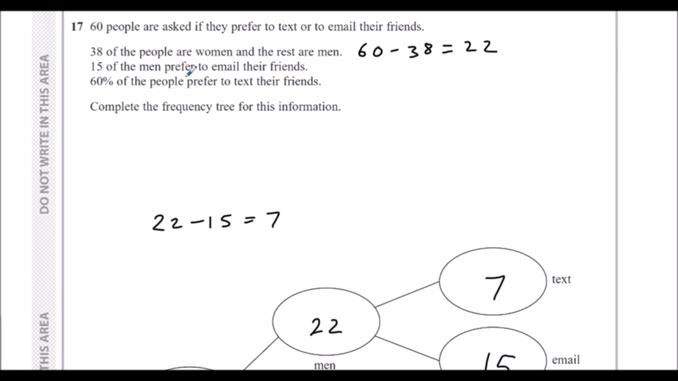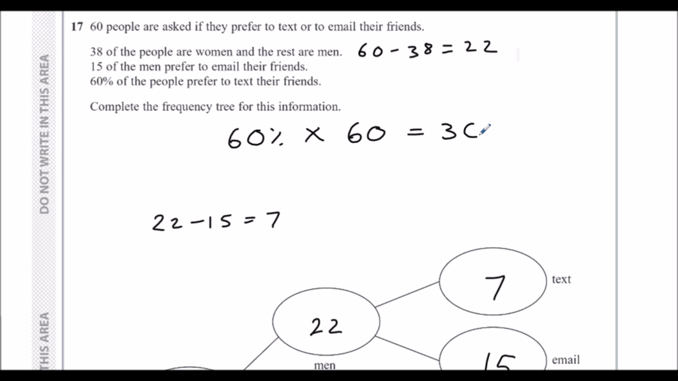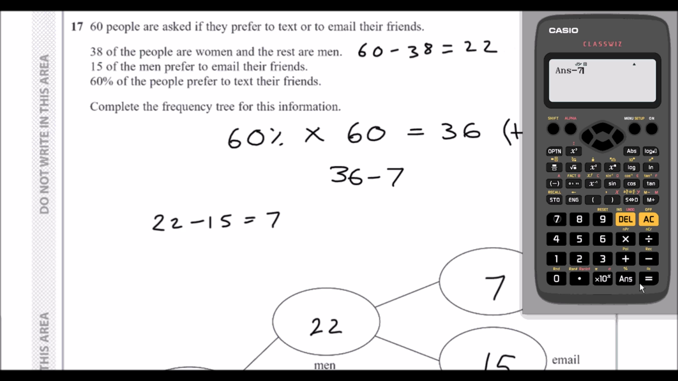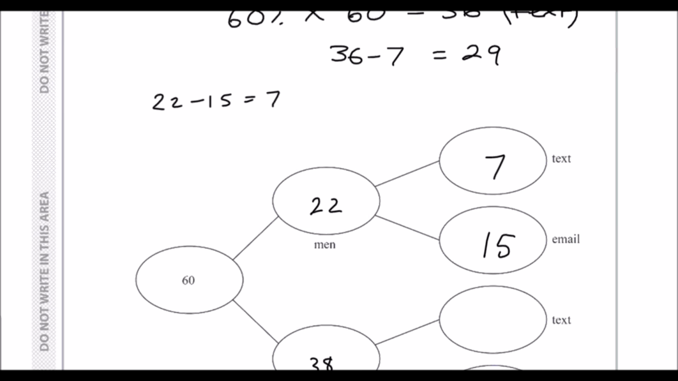60% of the people in total prefer to text. So 60% of 60 people is 36. So 36 prefer to text. We've already got 7 of them. So 36 take away the 7 we've already got leaves 29. So 29 more texts.